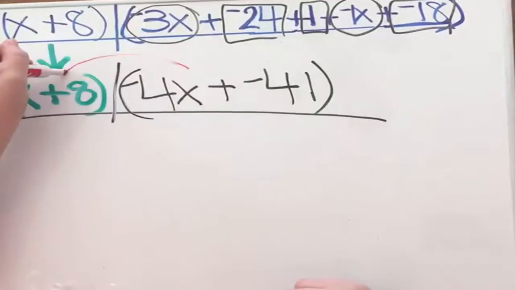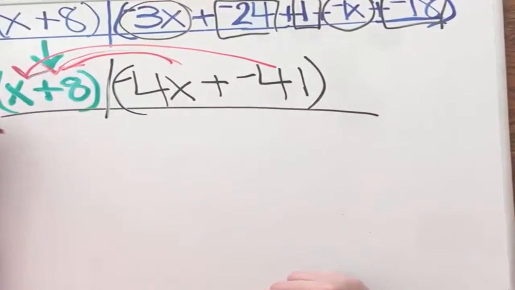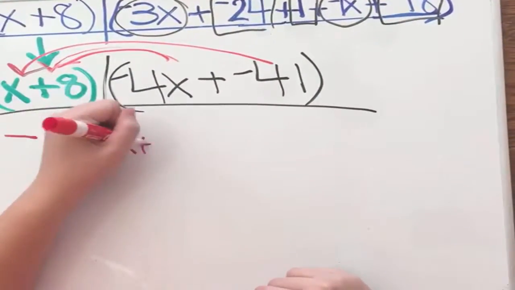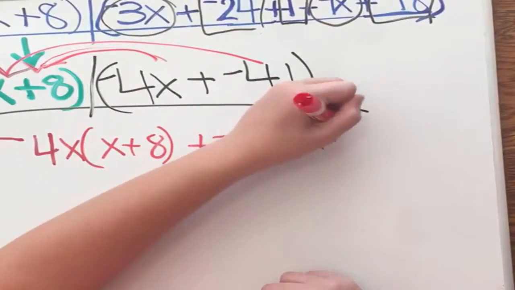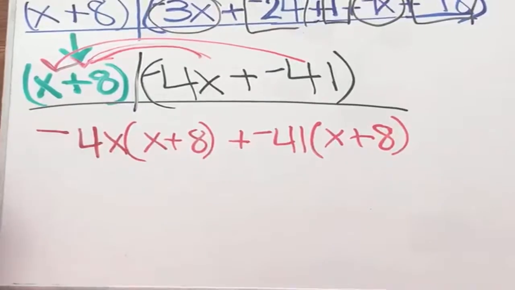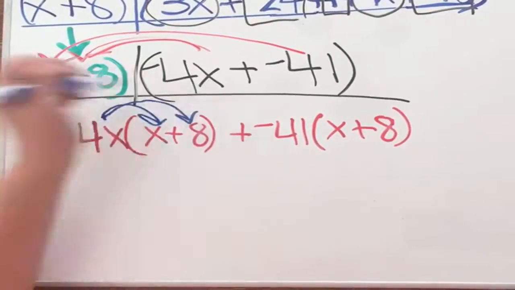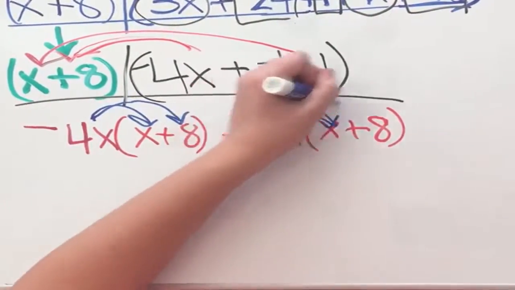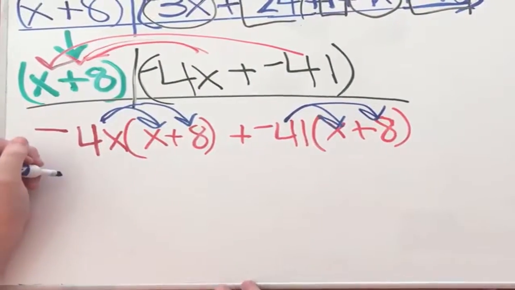Step 7. After that, I distributed the common factor into negative 4x times (x plus 8) plus negative 41 times (x plus 8). Then I used the distributive property of multiplication over addition.